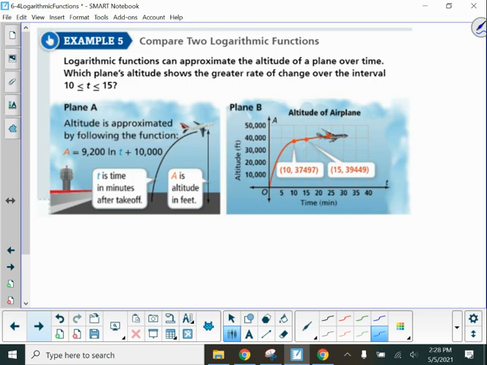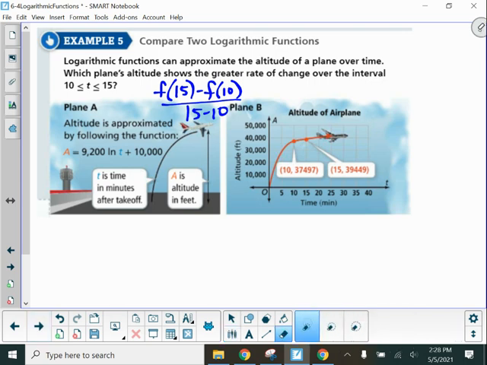Because we want to know which one has the greatest rate of change, this is going to be f of 15 minus f of 10, all over 15 minus 10. And that's going to be for both of those. And I guess instead of f, I really should use A, so that my variables match what I have in the problem here.